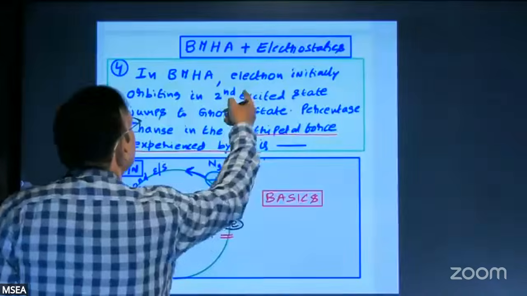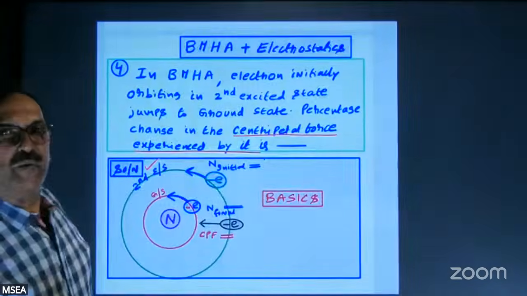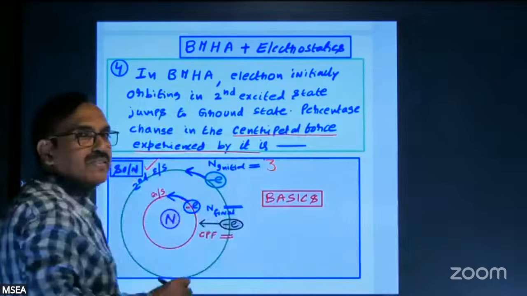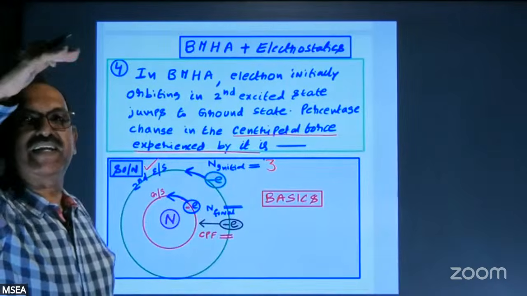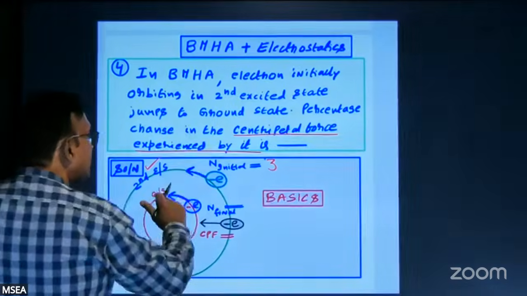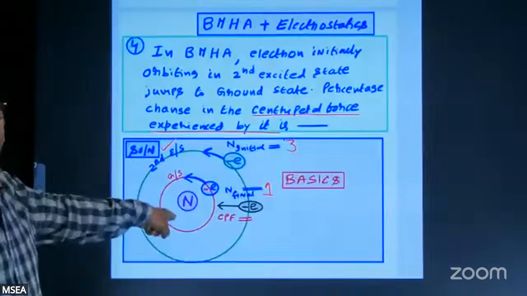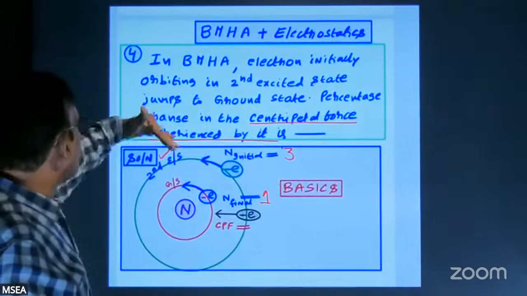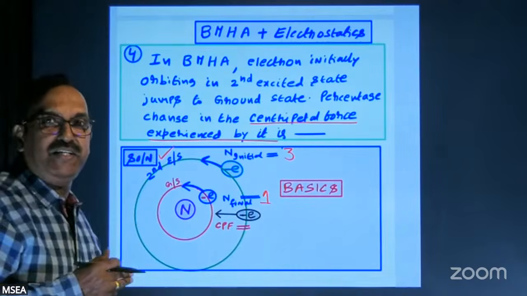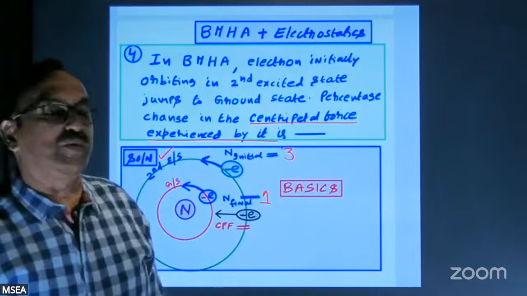In Bohr's model of hydrogen atom, the electron is orbiting initially in the second excited state. By now, everyone knows that second excited state means the initial orbit number is 3. After ground state, first excited, second excited. So naturally, second excited state means 3. Then it comes to the ground state, which means orbit number 1. When the electron jumps from 3 to 1, its centripetal force will change. Then, what is the percentage change in the centripetal force?